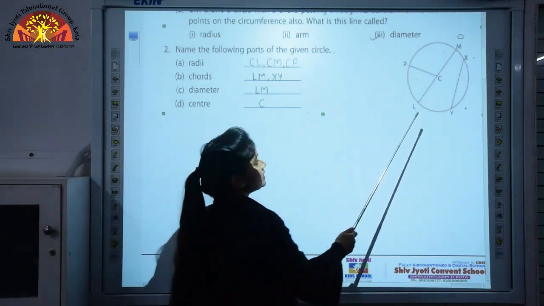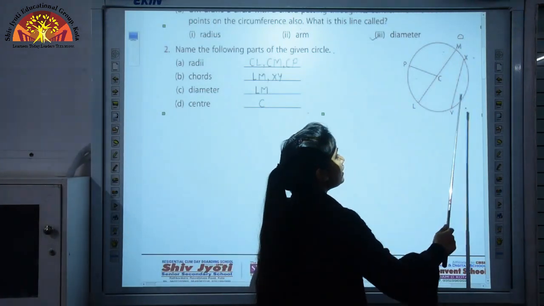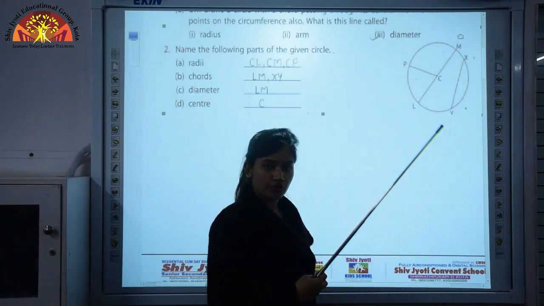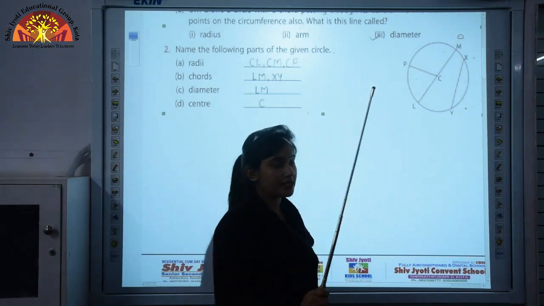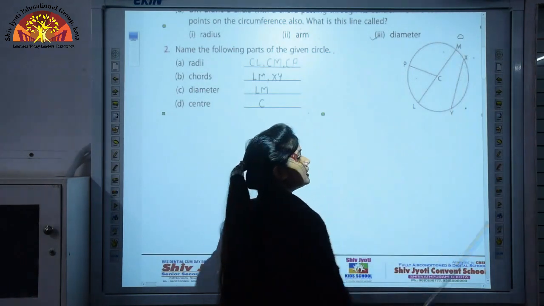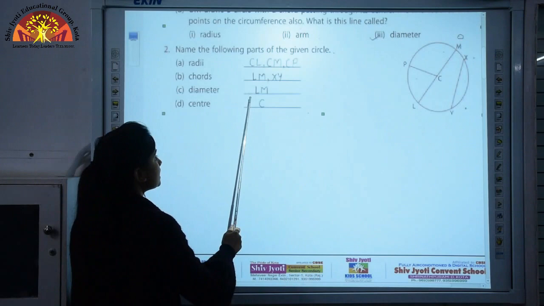So you can see students, LM is joining two points of the circle's boundary, and it is passing through the center. It is also passing through the center, right? So LM here is a diameter. So we'll write LM here.